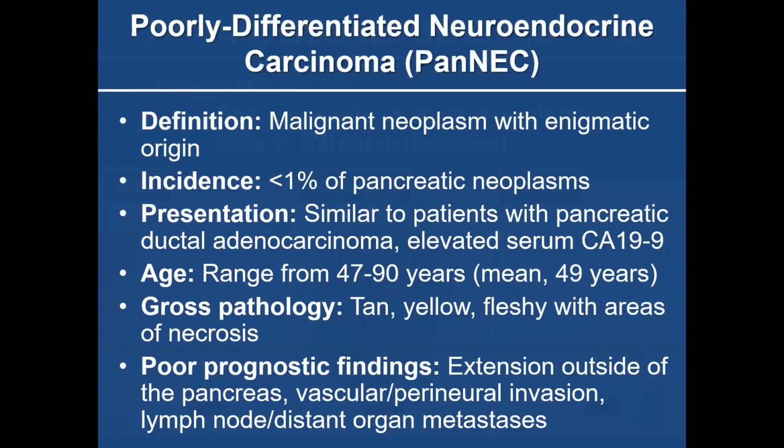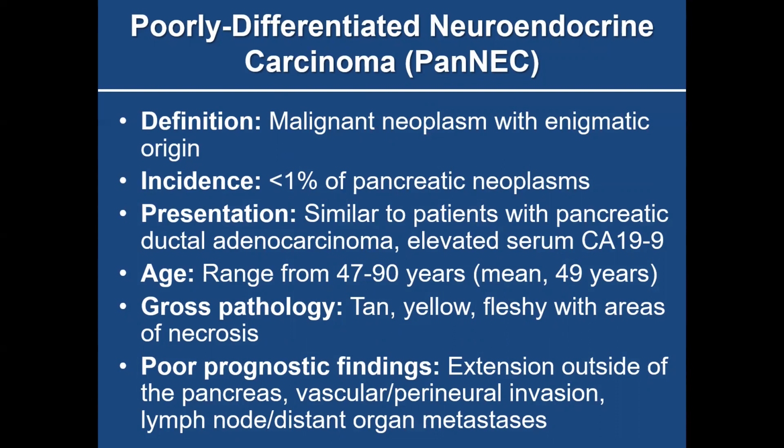Poorly differentiated neuroendocrine carcinomas are rare neoplasms of the pancreas, and their origin is unclear. The general thought is that these neoplasms do not arise from the islets of Langerhans, but rather represent transdifferentiation from the exocrine pancreas, such as the ducts or acinar parenchyma. In support of this hypothesis, these patients often present with similar clinical symptoms that include obstructive jaundice, weight loss, and elevated serum markers for CA19-9 as those seen with exocrine pancreatic malignancies.